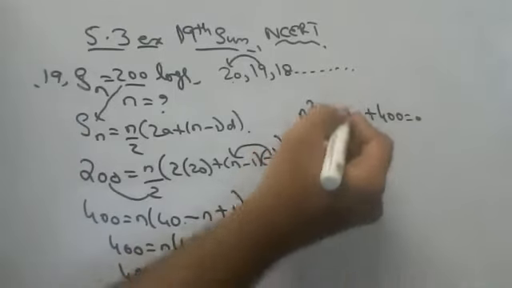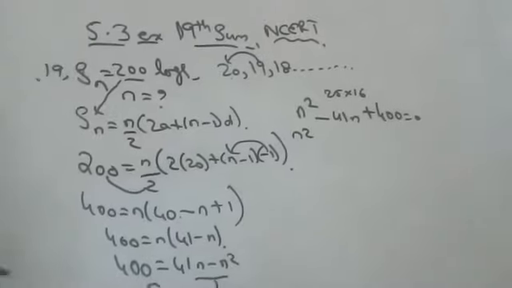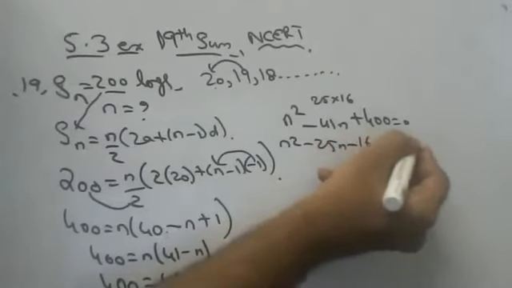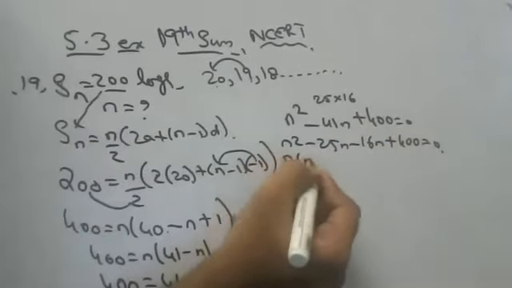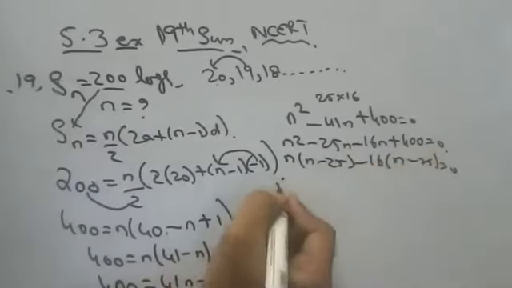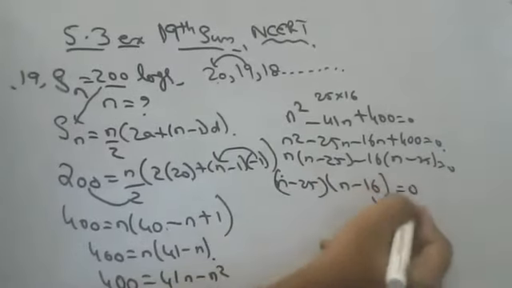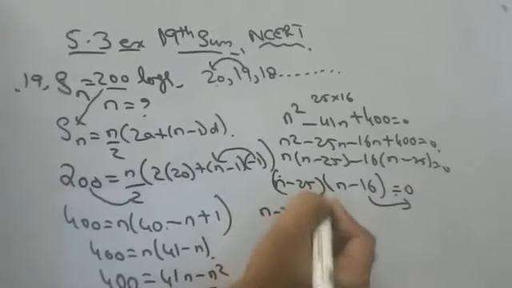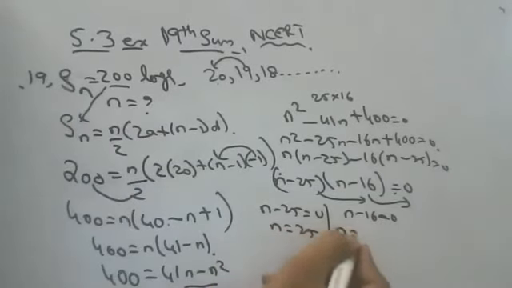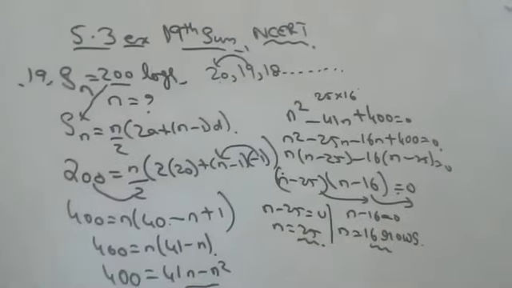So n square: 25 and 16 are the factors here. 25 times 16 is 400, and 25 plus 16 is 41. n square minus 25n minus 16n plus 400 is equal to 0. Taking n common, n into n minus 25, minus 16 taking common, n minus 25 is equal to 0. So n minus 25 or n minus 16 is equal to 0. Then n minus 25 is equal to 0, and n minus 16 is equal to 0. It can be 25 rows or it can be 16 rows.